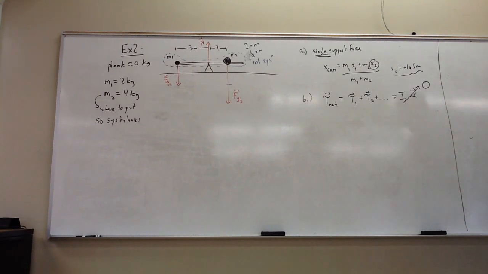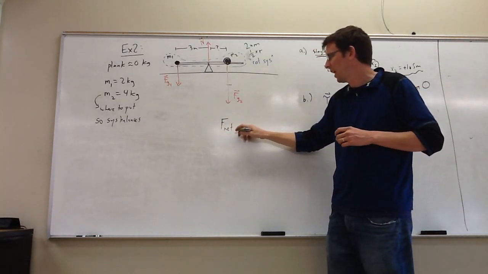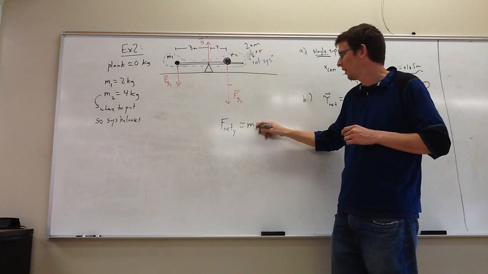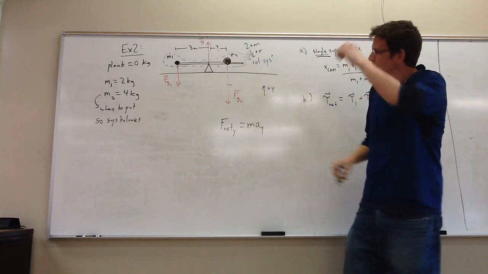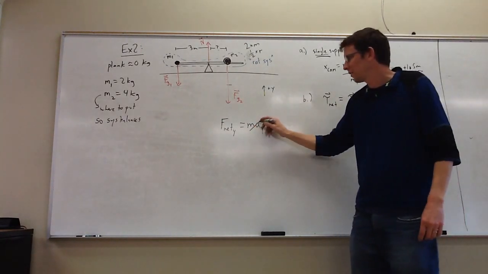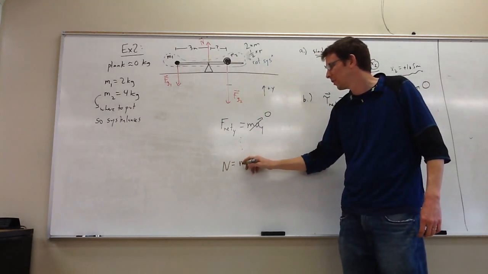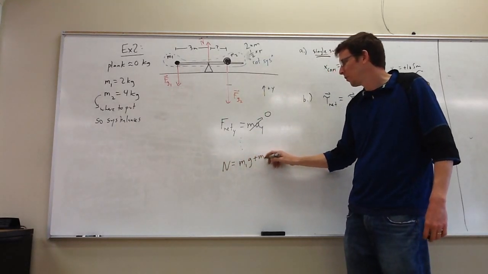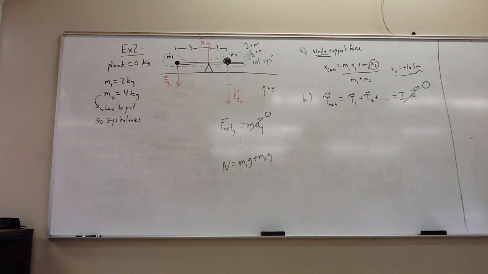So if I wanted to, I could of course write down my net force equation. I might say F net y equals m a y. So I'd set the y direction like this. Of course, I know that the center of mass doesn't accelerate, so I'd find that the support force has to support the weight of both things, right?